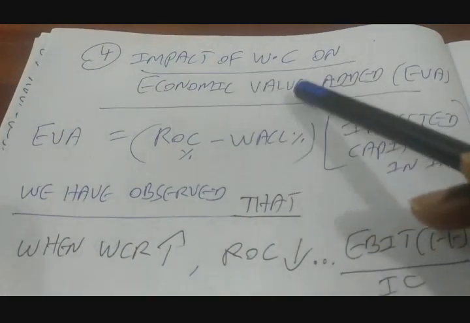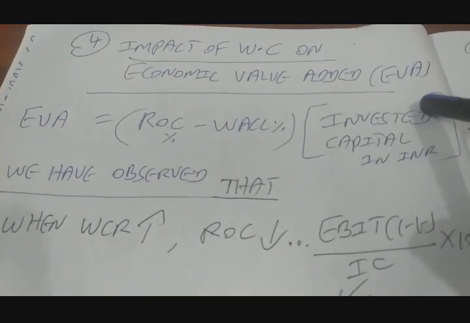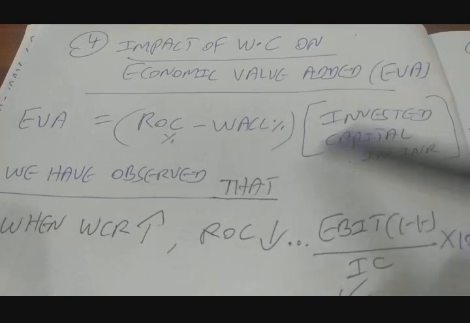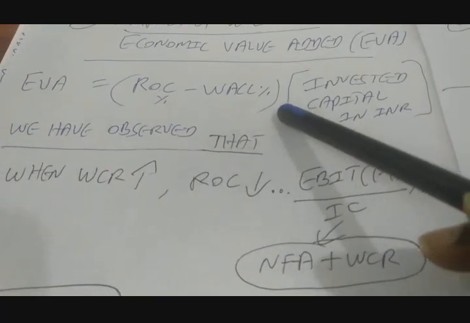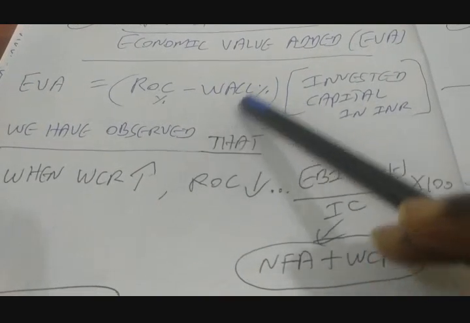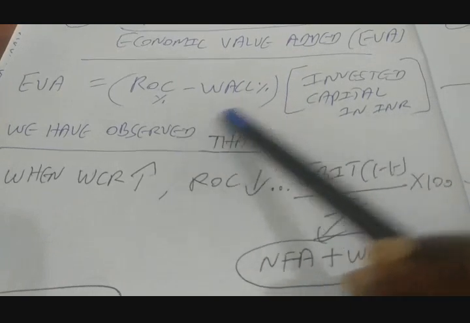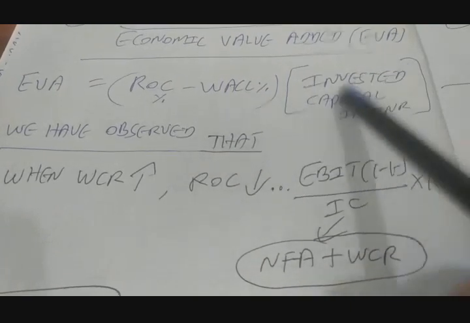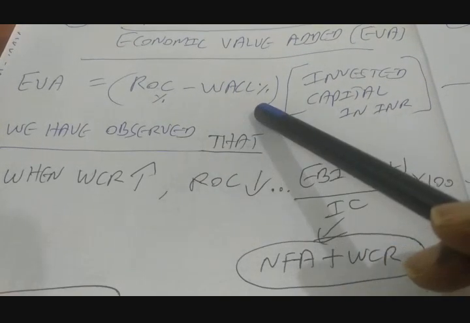So question number 4 is this: we want to know what is the impact of working capital on economic value added, EVA. So the EVA formula is this: ROC percentage minus weighted average cost of capital percentage. Weighted average cost of capital is otherwise your cost of capital, right? Find out the difference in their percentage, multiplied by the absolute amount of invested capital. So that is going to give you your economic value added.